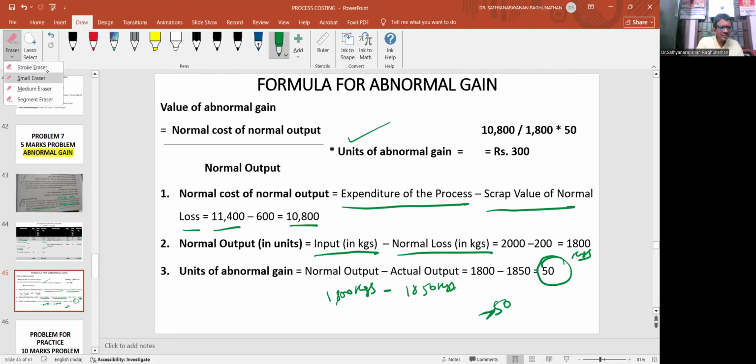See, the concept itself is wrong. How can it be entered as minus 50, right? Minus means negative value, right? Gain means not minus. Gain means positive. Loss only is minus. Okay, so don't follow that. Don't do like that in the examination. 1800 kgs minus 1850 kgs, natural tendency of any human being, instead of 50, they will be writing minus 50. You just write it as 50. That's all. Don't write it as minus 50. It's totally wrong. Okay.